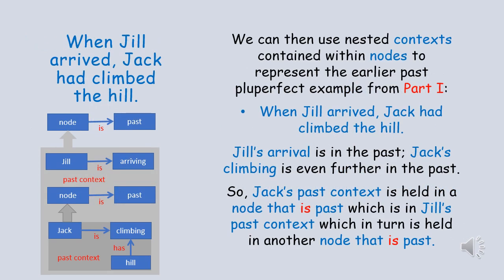We can then use nested contexts contained within nodes to represent the earlier past pluperfect example from part 1. "When Jill arrived, Jack had climbed the hill." Jill's arrival is in the past. Jack's climbing is even further in the past. So Jack's past context is held in a node that is past, which is in Jill's past context, which in turn is held in another node that is past.